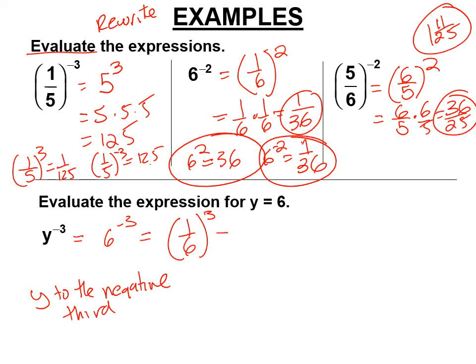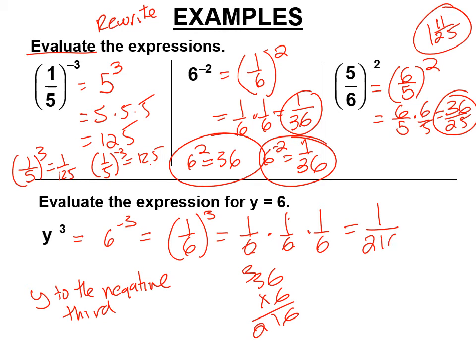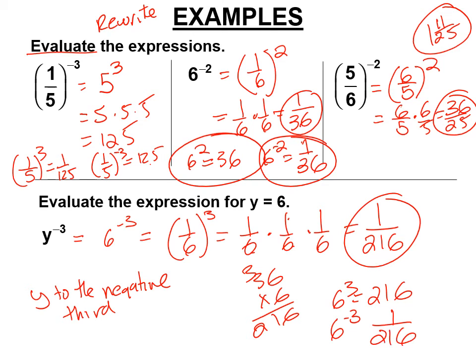We've rewritten it. Now it's 1/6 times 1/6 times 1/6. 1 times 1 times 1 is 1. 6 times 6 is 36. 36 times 6 is 216. And so this is 1/216. 6 cubed is 216. 6 to the negative third is 1 over 216. It's the reciprocal.